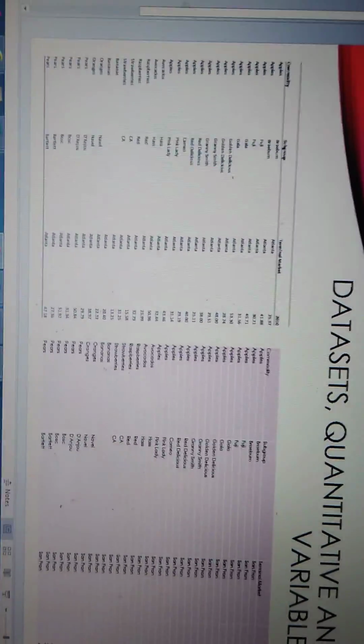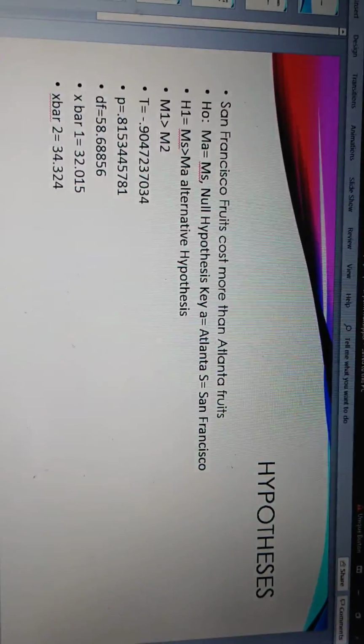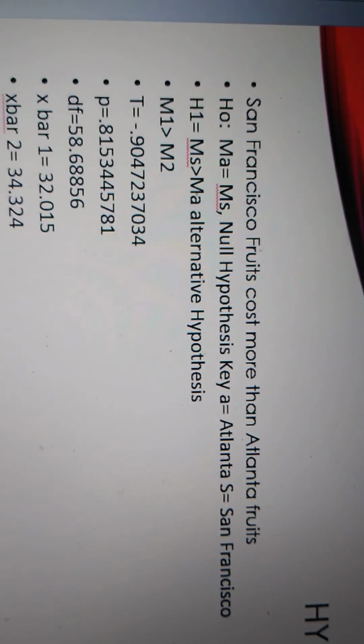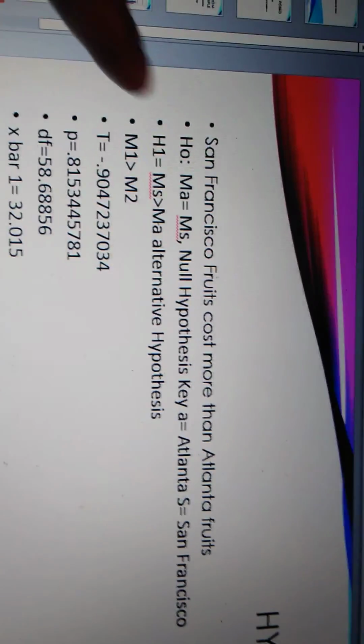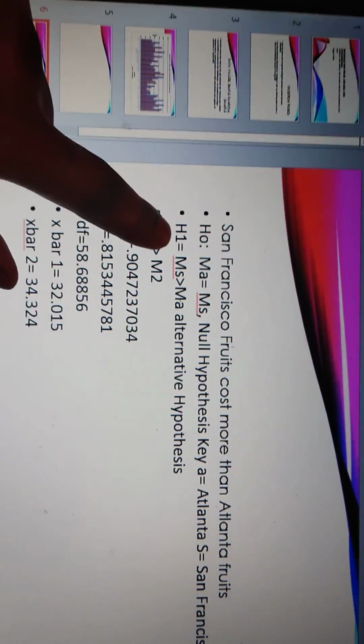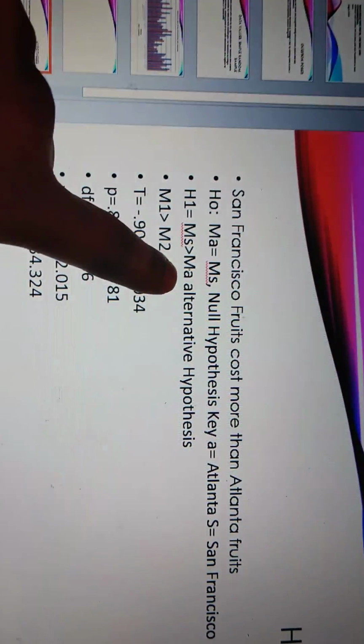Okay, so these are my data sets side by side. Again, Atlanta and San Francisco. With my hypotheses, the San Francisco fruits cost more than Atlanta. Again, my H sub O is mu A is equal to mu S. Null hypothesis key is Atlanta, and A is for Atlanta, S is for San Francisco. My alternative hypothesis, H1, the mu of San Francisco is greater than the mu of Atlanta.